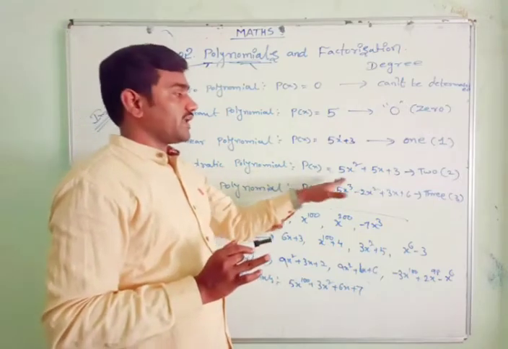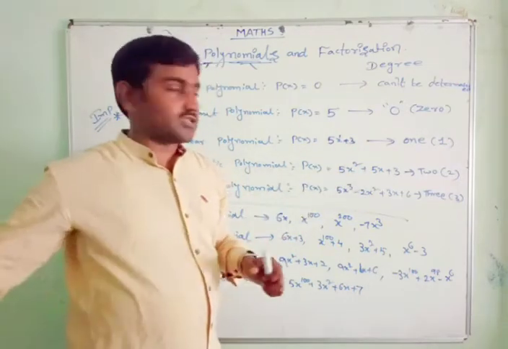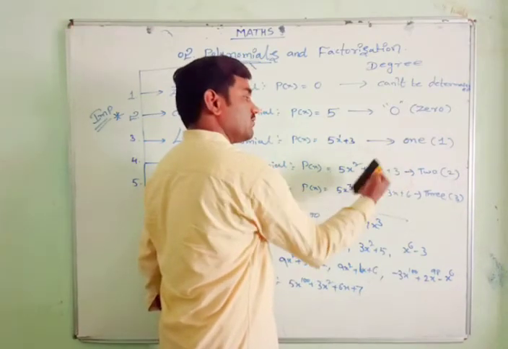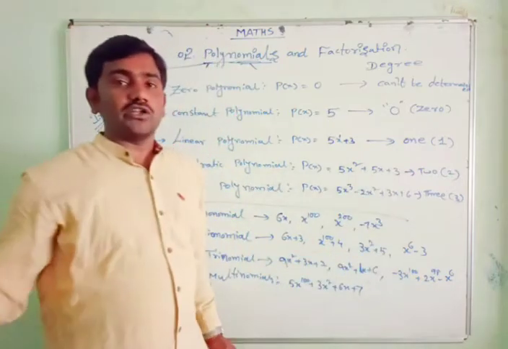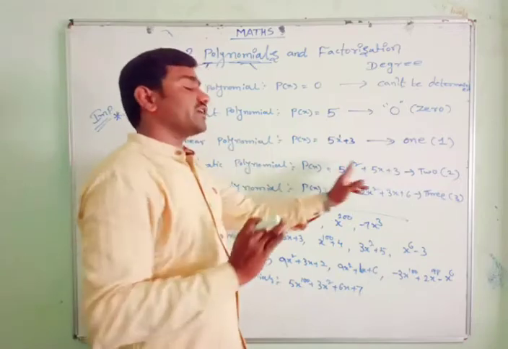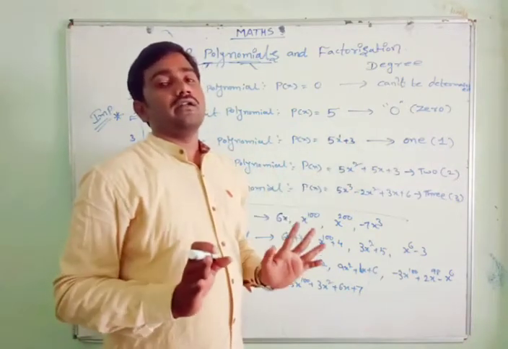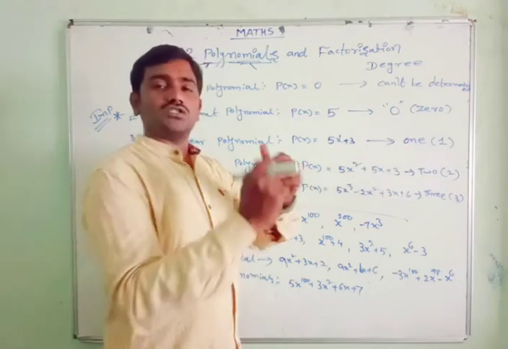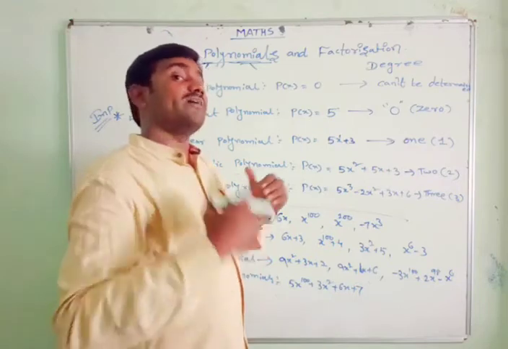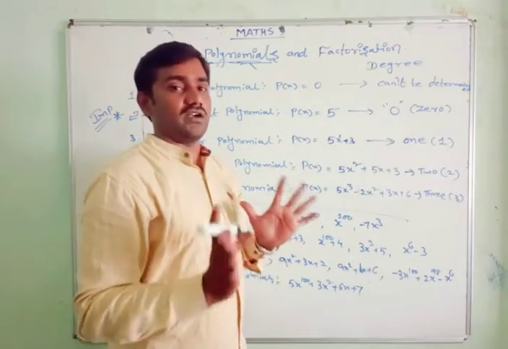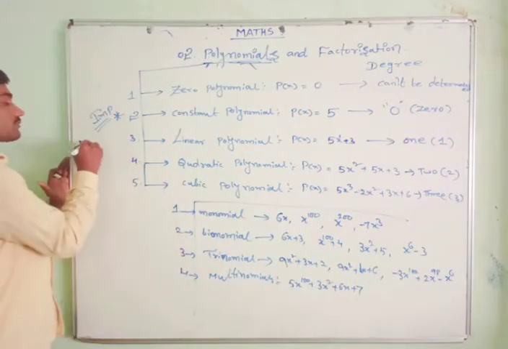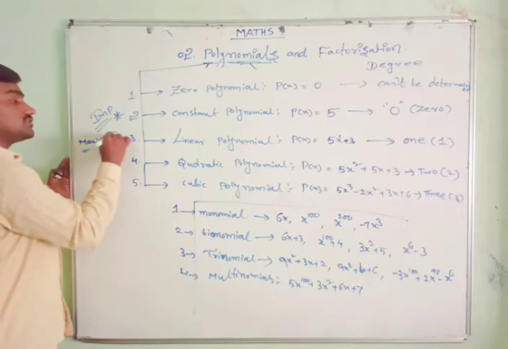A quadratic polynomial can have one term or two terms or three terms also. See here, 5x square is a quadratic polynomial. 5x square plus 5x, quadratic polynomial. 5x square plus 5x plus 3 is also a quadratic polynomial. But here we need to understand that if a polynomial has degree 2, then it is called a quadratic polynomial. If degree is not 2, it is not a quadratic polynomial. So only degree we need to observe. We should not see how many terms are involved in it.